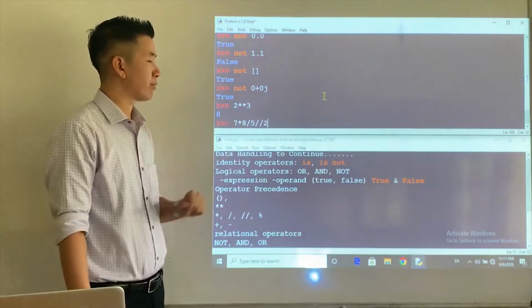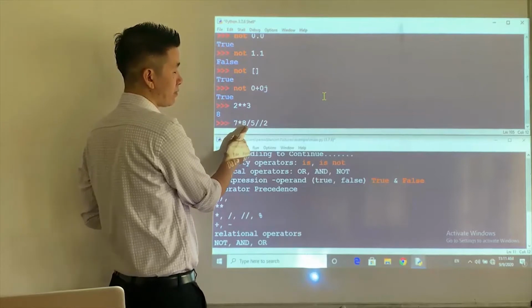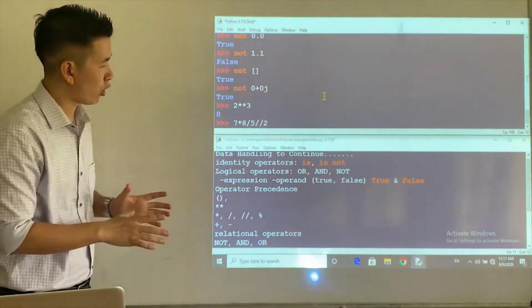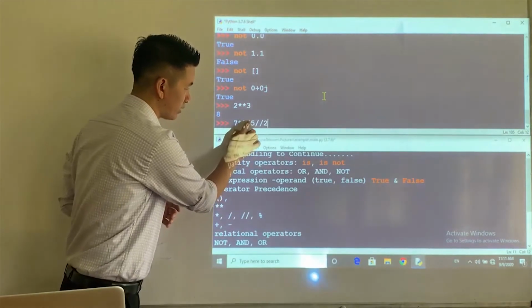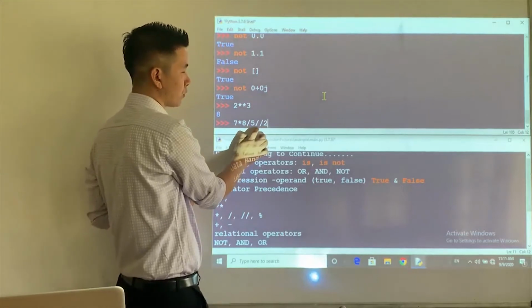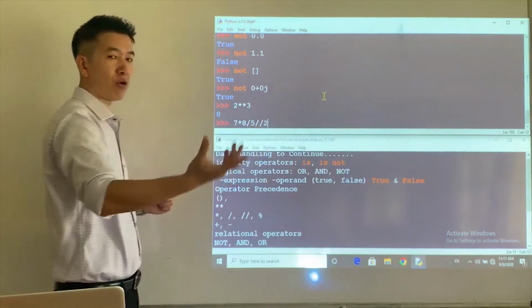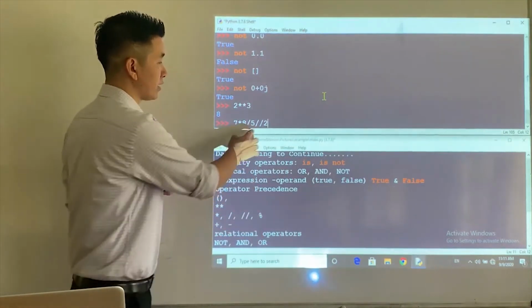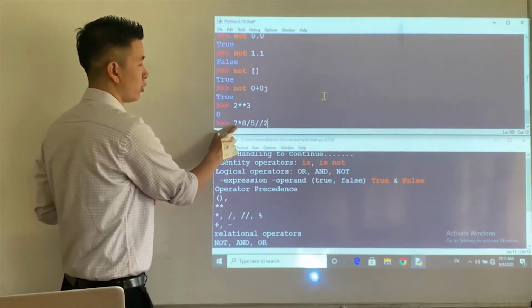So 7 will be multiplied by 8 first. So that will be 56. 56 divided by 5 will be like 11.2, right? So the next will be this division sign. You have 11.2 divided by 2. So the integer division operator, floor division operator, right? So it will be 10 point something. But since this is a floor division operator, 10 divided by 2, 5 point something, you will get the answer as 5.